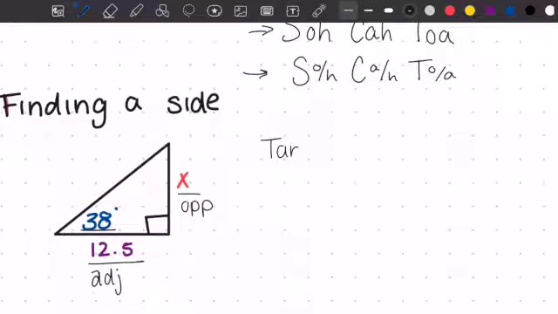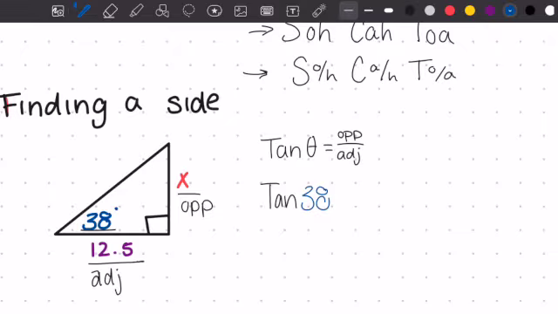So I'm going to write out my formula here. Tan of theta is equal to my opposite over adjacent. And then I can plug in the information that I know. So I'm going to have tan of 38, because that's my angle, is equal to my opposite, which is x, over 12.5. So this is how I'm going to set this up.